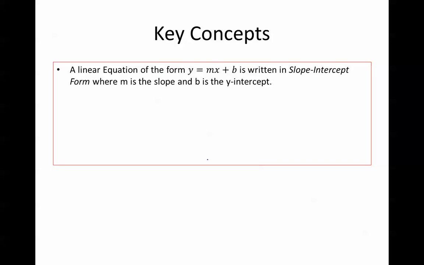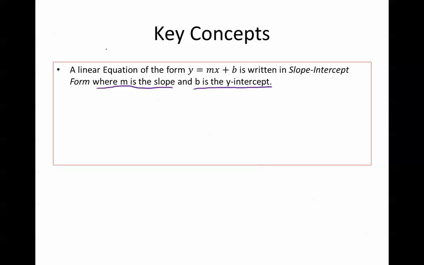Some key major concepts here, okay? A linear equation of the form y equals mx plus b is written in slope-intercept form, where m is the slope and b is the y-intercept. Okay, we are combining two things from these last two lessons, right?